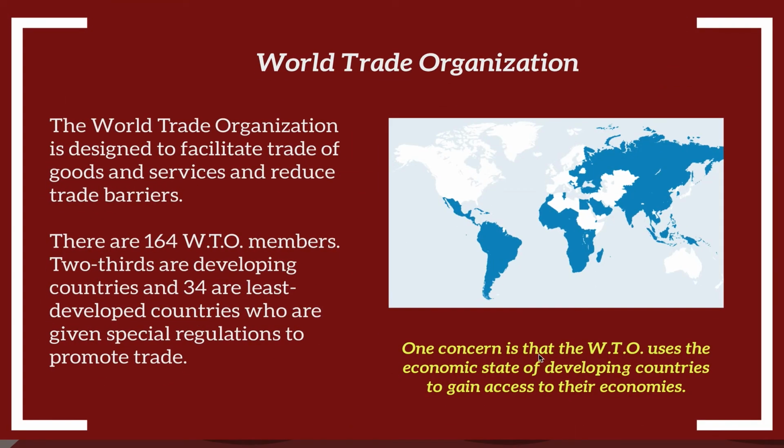There's some big trade organizations that all of the countries are a part of. So the World Trade Organization, 164 countries right now, two-thirds are developing countries, and 34 of those are the least developed, and they actually get a few special trade regulations to help promote development. So you can see the blue is all the developing countries that are in the WTO.